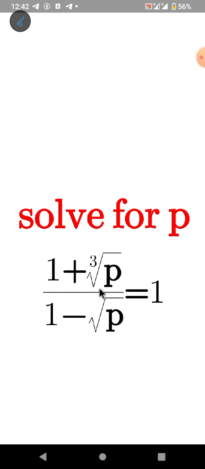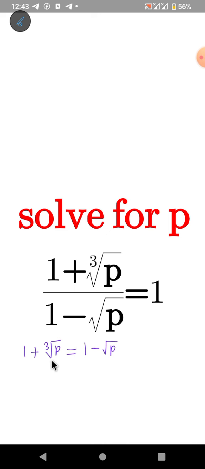Today I'll be solving this wonderful equation which says that (1 plus the cube root of p) divided by (1 minus the square root of p) is equal to 1. And I'm about to find the value of p in this equation. My first step in this equation will be to cross multiply. So I'll say 1 plus the cube root of p will be equal to 1 multiplied by 1 minus the square root of p, which will give me 1 minus the square root of p.